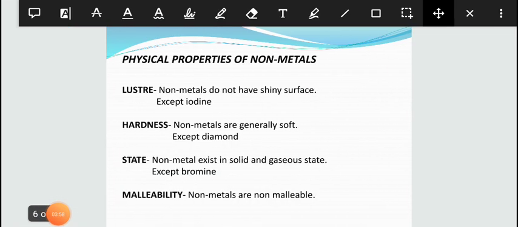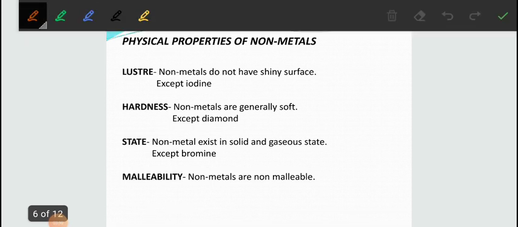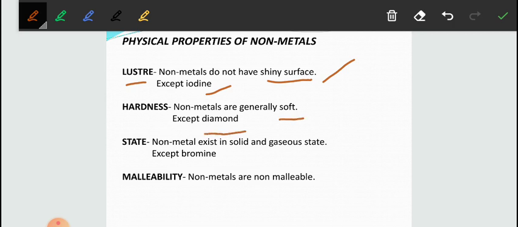Now next is the physical properties of non-metals. So first of all, luster. Basically, non-metals do not have a shiny surface, except iodine. Next one is hardness. Basically, non-metals are soft, except we are having again diamond. Next one is state. Non-metals exist in solid state, and there are some elements which can exist in gaseous state. Exception again we are having here is bromine.